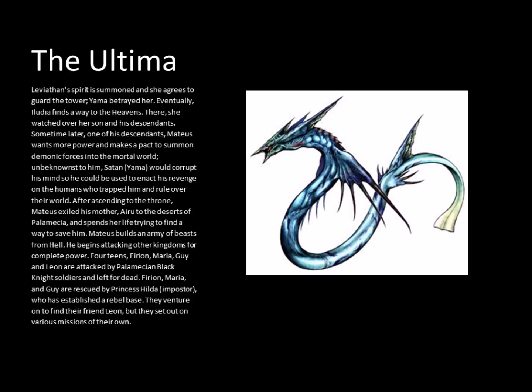Leviathan's spirit is summoned, and she agrees to guard the tower, because Yama betrayed her. Eventually, Eludia finds a way to the heavens. There she watches over her son and his descendants.